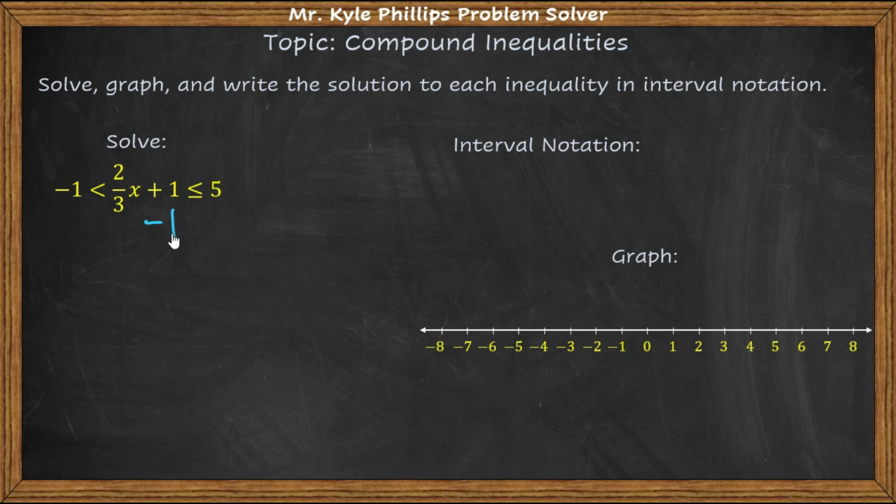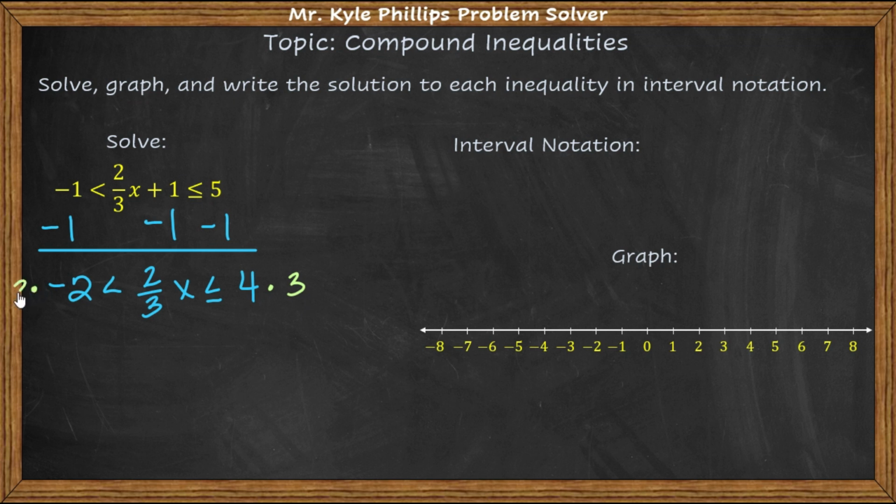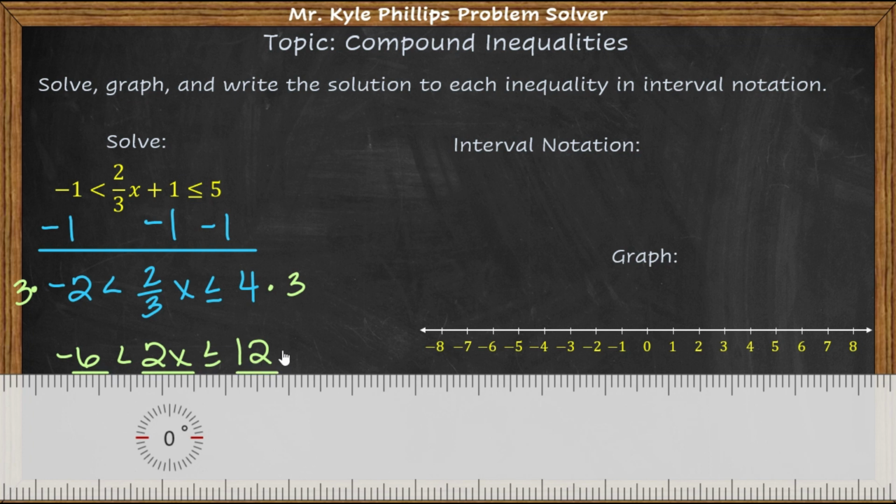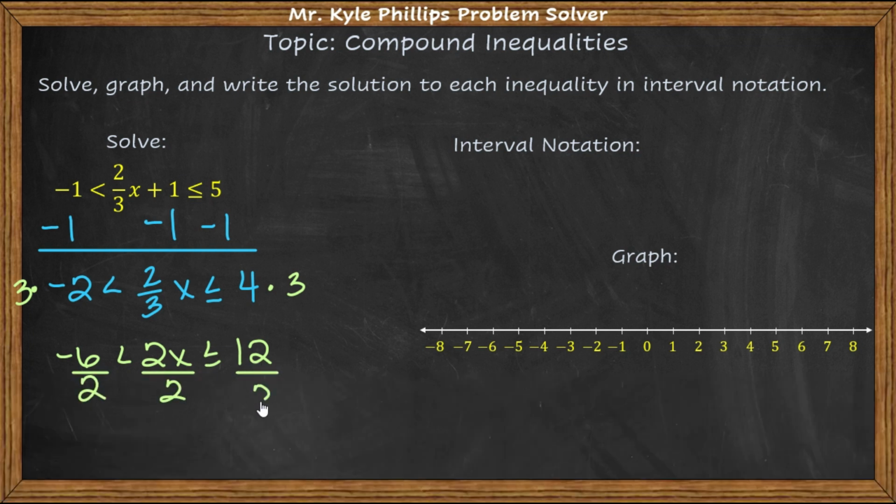So we'll start by subtracting 1, and we have to do that to both boundaries. So here we'll subtract 1, so -1 minus 1 is now -2. So -2 is less than 2/3 x, which is less than or equal to 5 minus 1, which is 4. And now we want x by itself. So what we'll do is multiply each side by 3. 3 times -2 gives me -6. It's less than or equal to 2x, which is less than or equal to 12. And now I want x by itself, so I can divide everything by 2. So now I have -3 is less than x, which is less than or equal to +6.